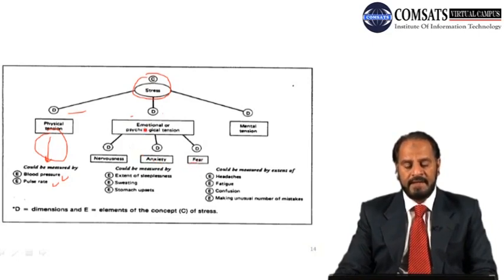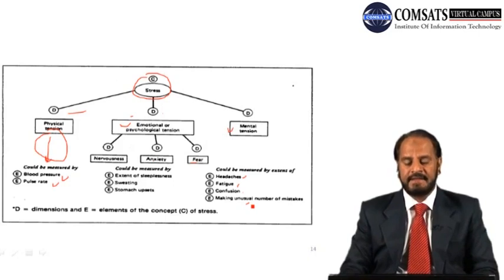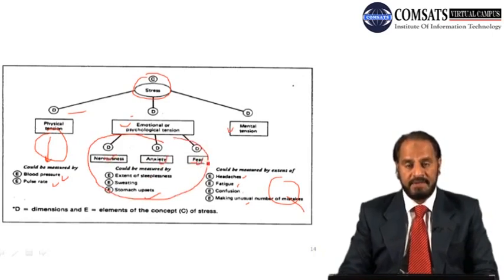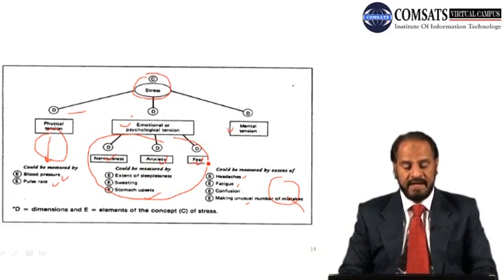Now these are the sub-dimensions of the dimension emotional or psychological tension. And mental tension can be measured by headaches, fatigue, confusion, making an unusual number of mistakes. The physical measures are more quantitative in nature, but this is more qualitative in nature. So since this is more qualitative, it has been further broken down into 3 sub-dimensions, to the extent that you are able to measure them to a level.